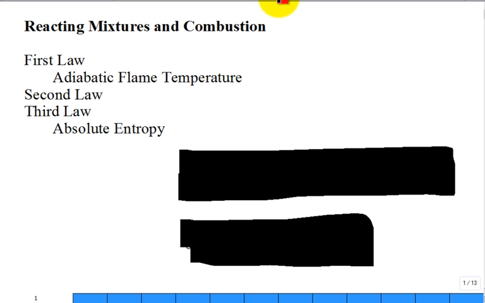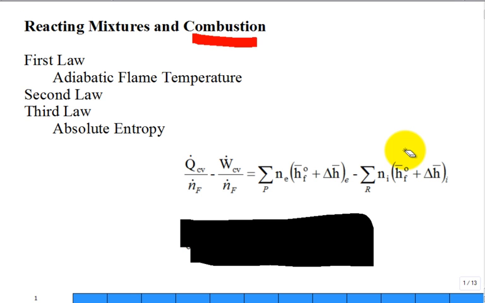So this is our fourth lecture on reacting mixtures and combustion. And we've covered how to handle the first law of thermodynamics. Basically, you get an energy balance equation like this. What was the very new term for that energy balance equation? What is the name of this H bar F naught? Enthalpy of formation. It's on a molar basis.